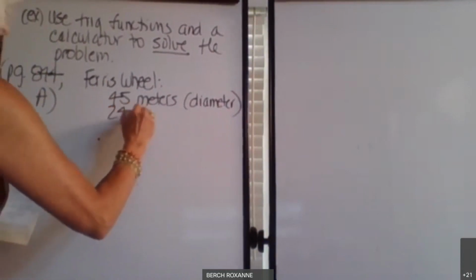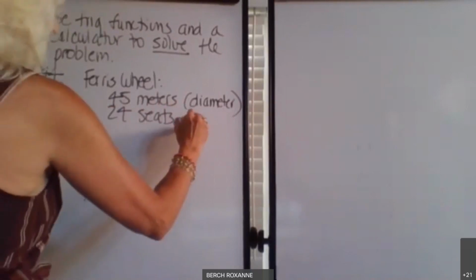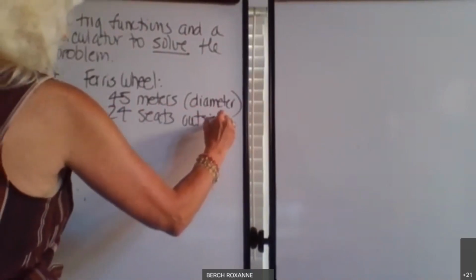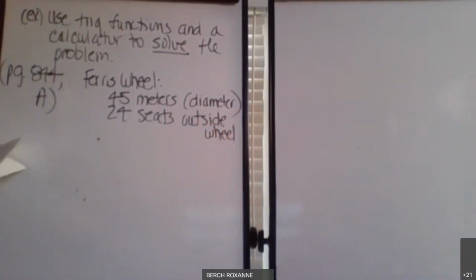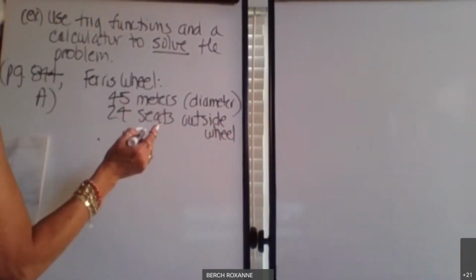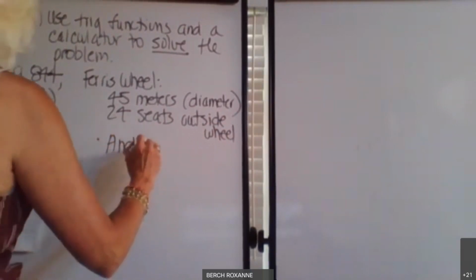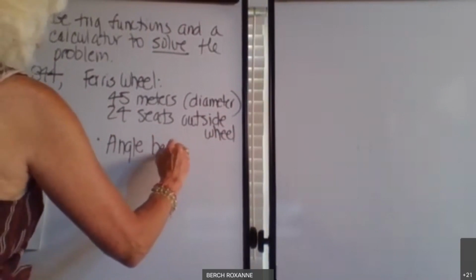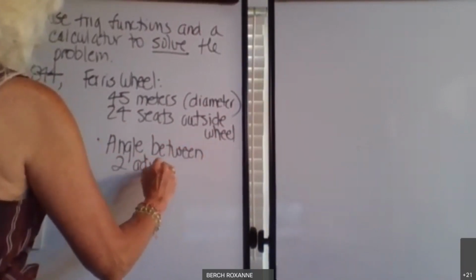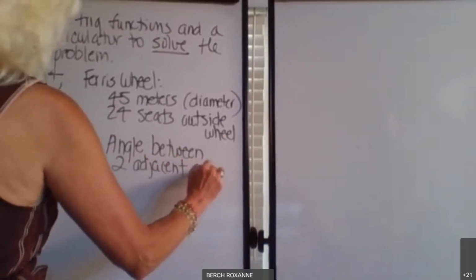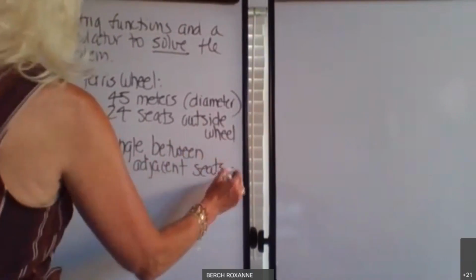And there's 24 seats outside the wheel. So the first thing we're going to do is find the angle between two adjacent seats. Adjacent means right next to each other.